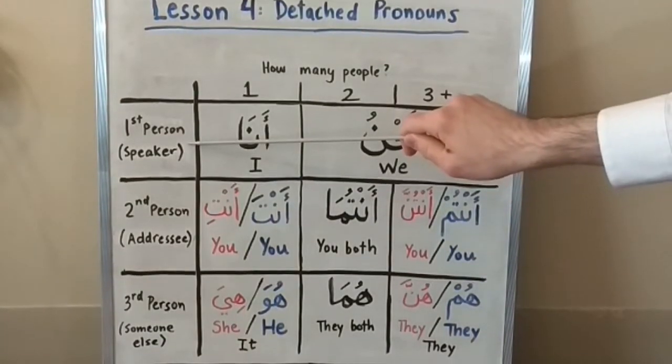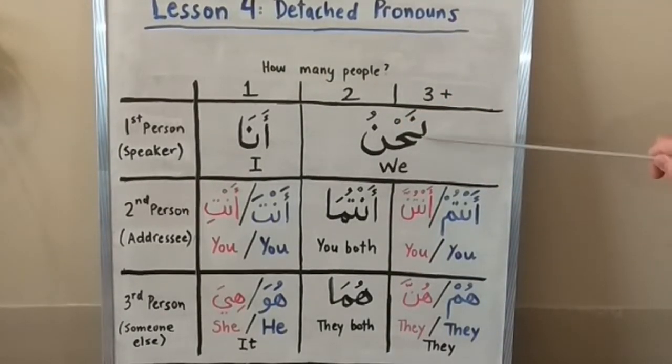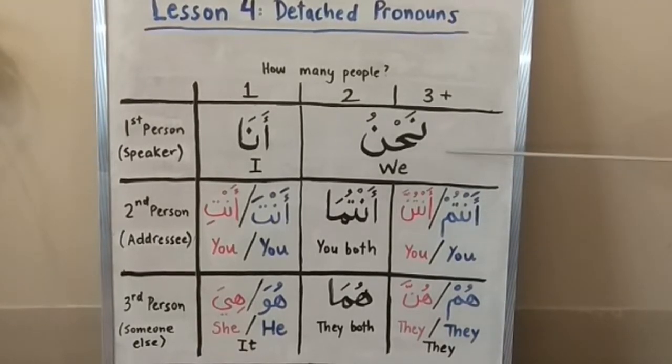Now, when you're talking about yourself or someone with you, ana means I, and nahnu means we. You have to learn these two. These ones come up a lot in the Qur'an.